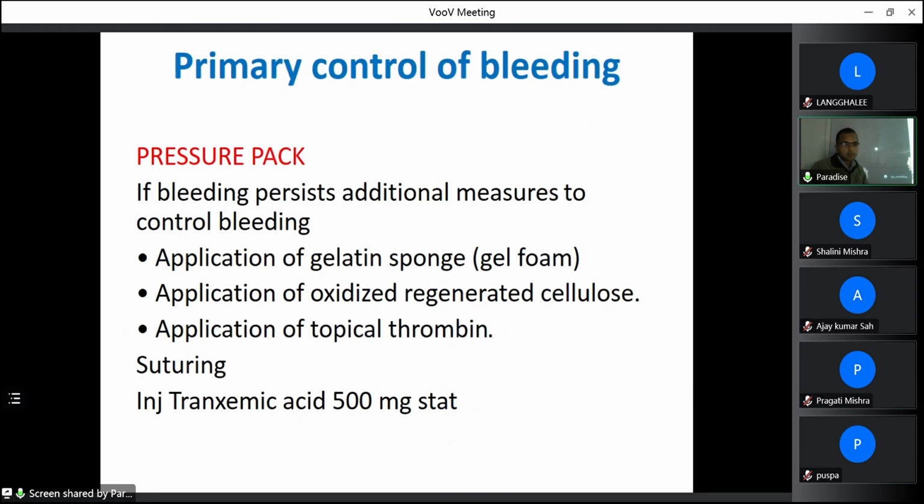Primary control of bleeding is a pressure pack. If bleeding persists, additional measures to control bleeding are application of a gelatinous sponge or gel foam. You can apply gel foam over the socket and suture it. Another option is application of Surgicel, also known as oxidized regenerated cellulose.